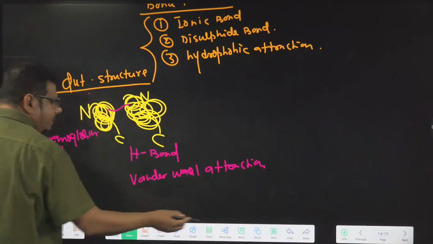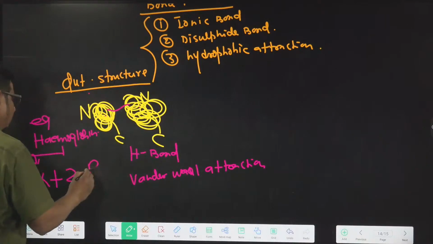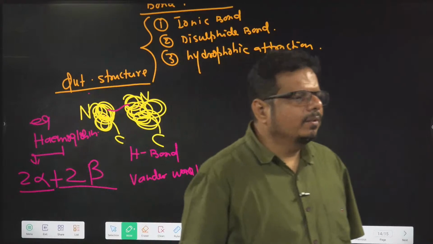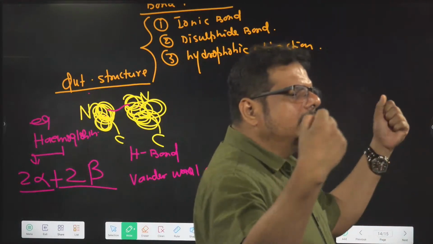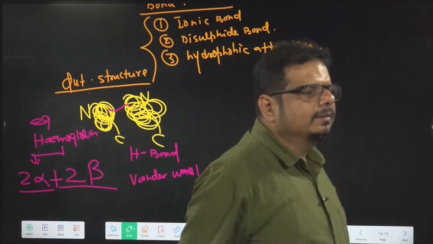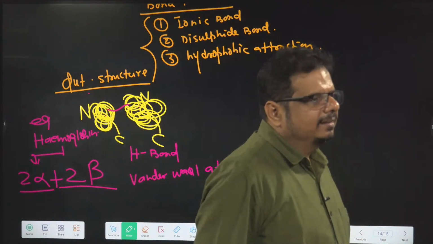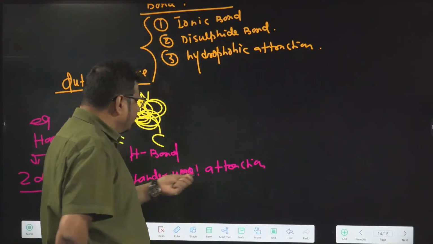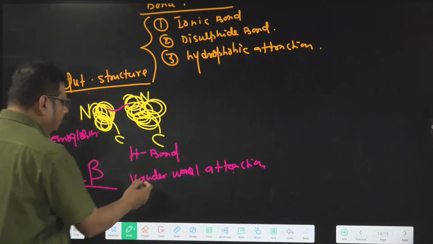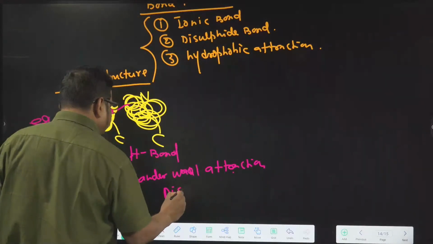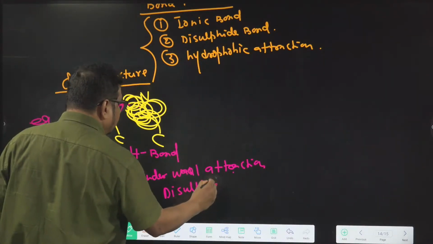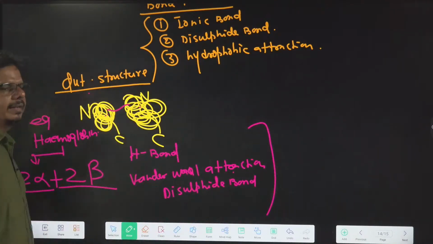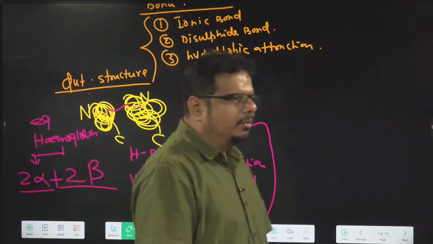So how many polypeptides are there? 4 polypeptides: 2 alpha and 2 beta. They join together, like 2 or more wool balls joining, forming which one? Quaternary structure. So 2 or more polypeptides may join by hydrogen bond, by van der Waals interaction, or by disulfide bond. So these are the possible bonds present in the quaternary structure.